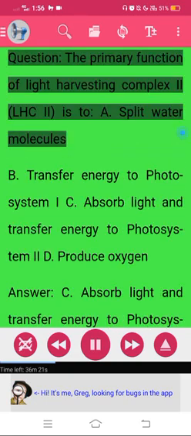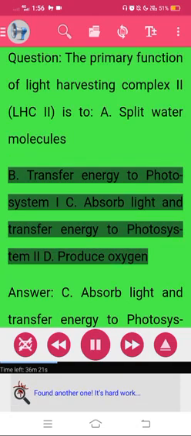CSIR NET June 2016. Question: the primary function of light harvesting complex 2, LHC2, is: A. Split water molecules. B. Transfer energy to photosystem I. C. Absorb light and transfer energy to photosystem 2. D. Produce oxygen.